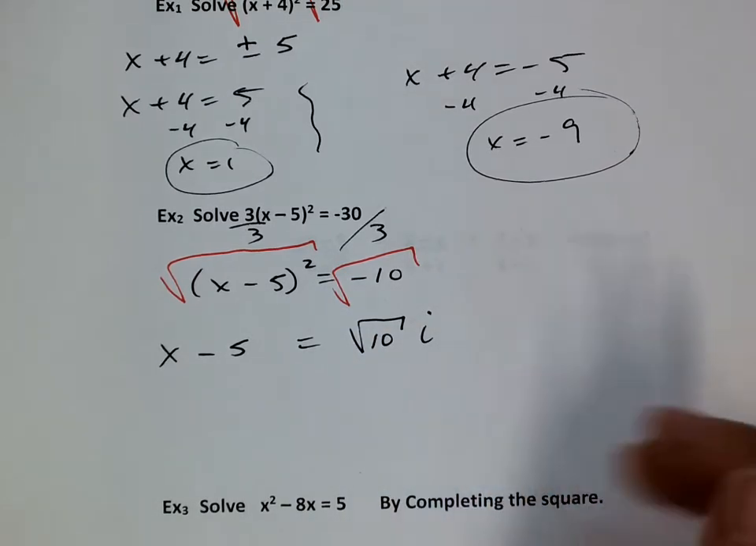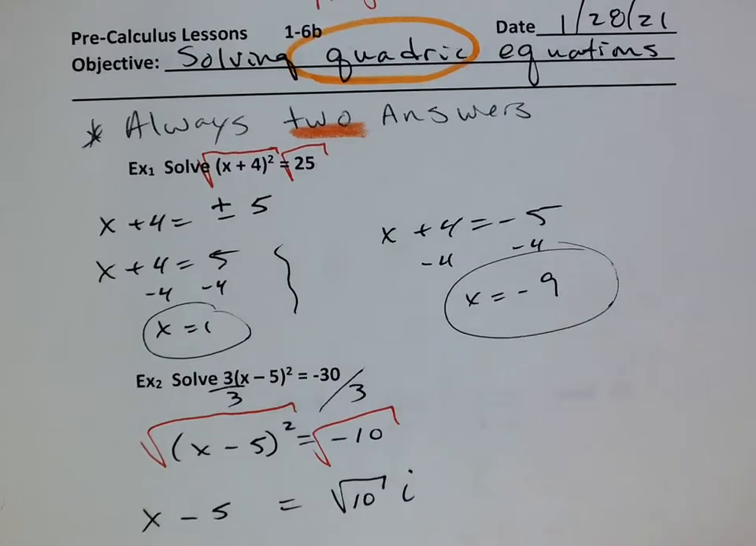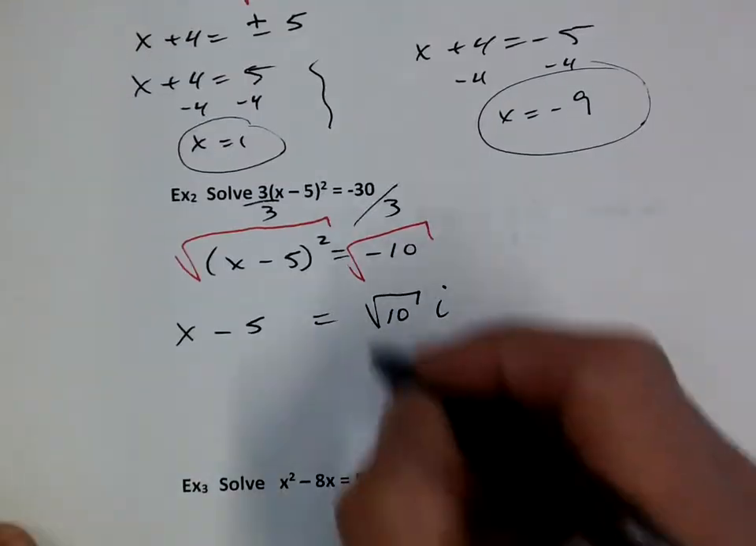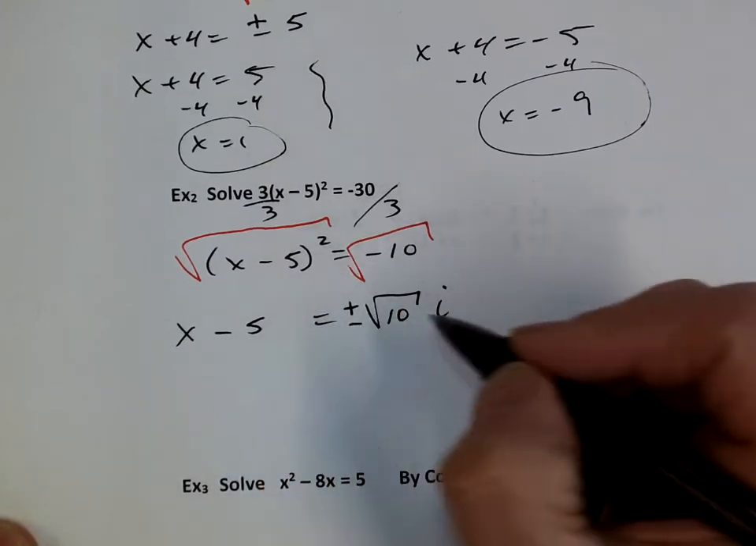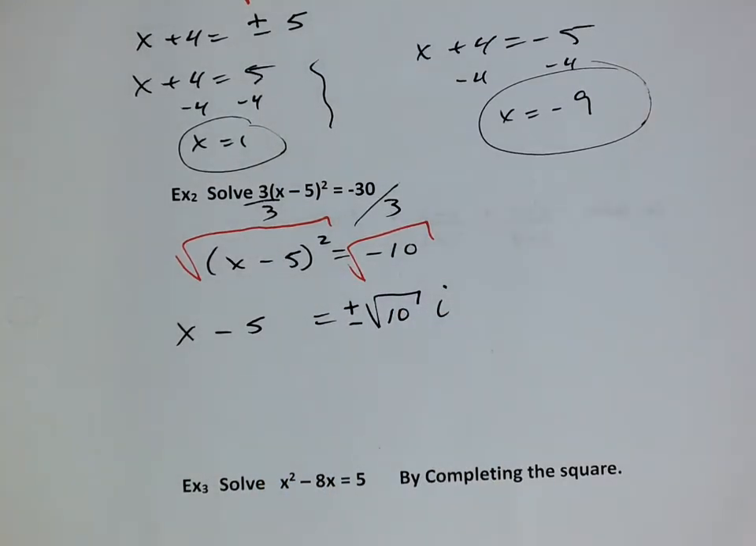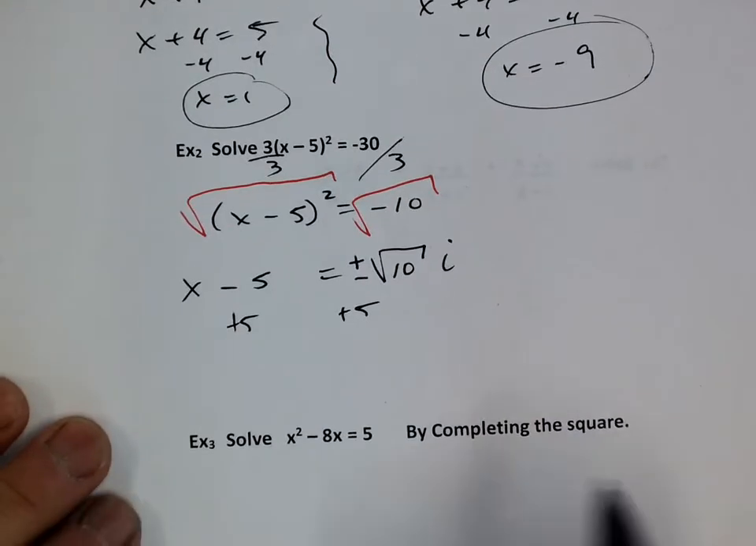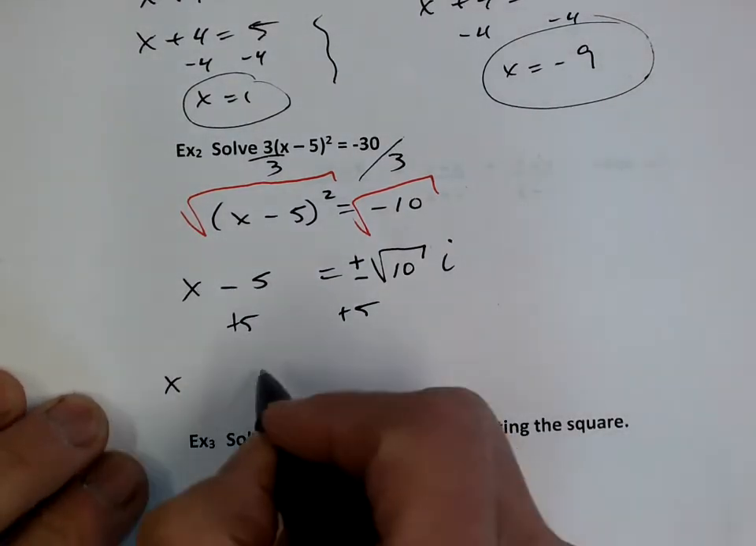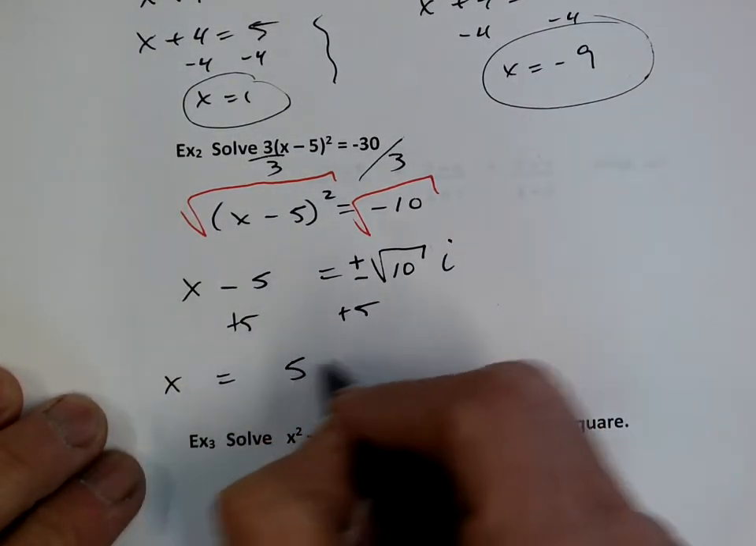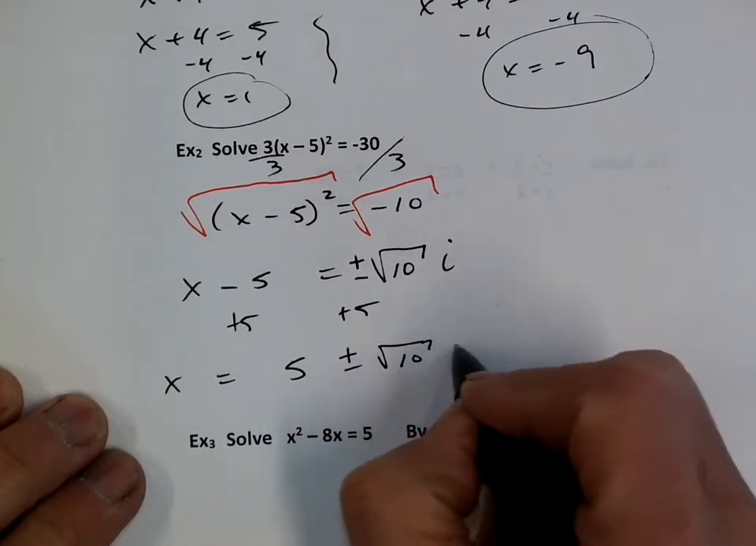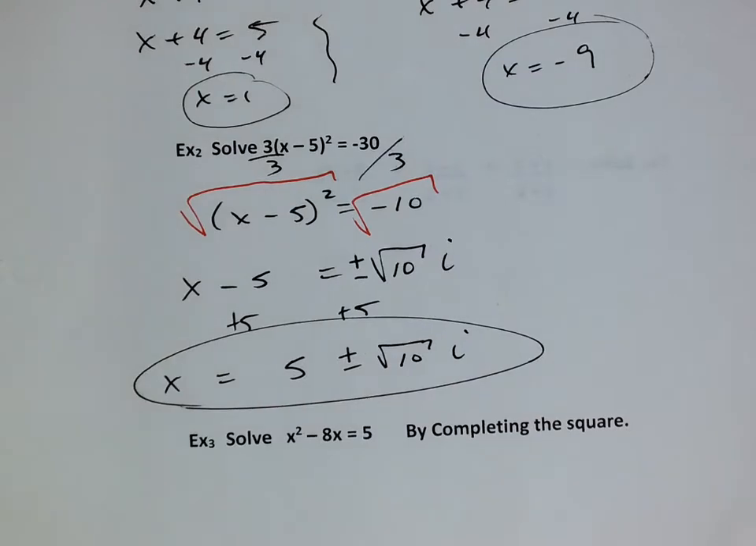Now, two answers, right? Always two answers. So plus or minus. Lastly, I'll go plus 5, so x equals 5 plus or minus the square root of 10i. How's that? Make sense?